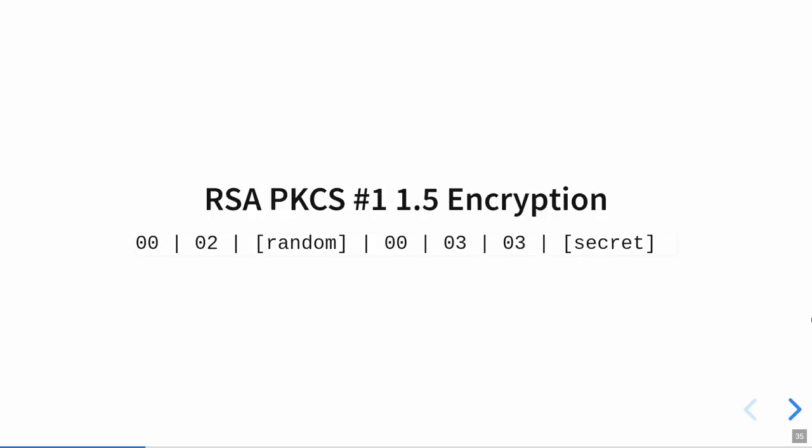I'll get to version numbers later. And then we have the secret data. Now, the relevant thing for this attack is mostly this 0002 at the beginning. So we know each correct encrypted block, if we decrypt it, it starts with 0002.